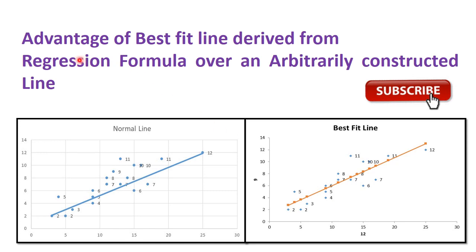The topic which we are going to discuss is the advantage of the best fit line derived from the regression formula over an arbitrarily constructed line. So this is an arbitrarily constructed line and this is the best fit line. This is the difference between the two that we are going to see now.